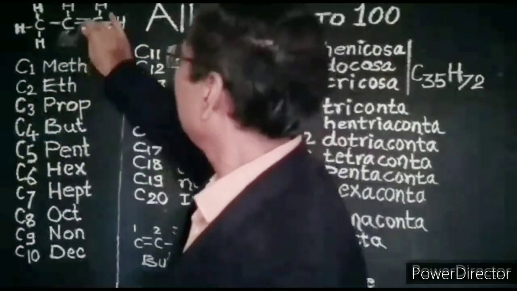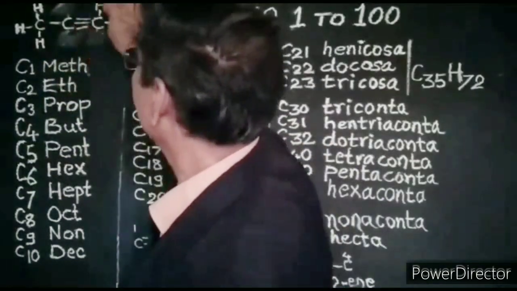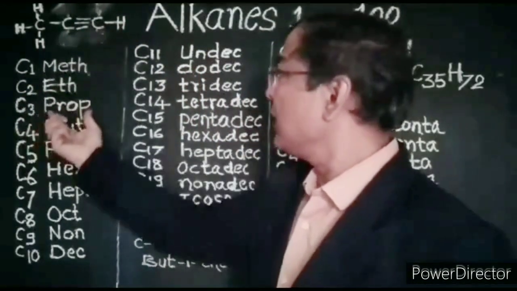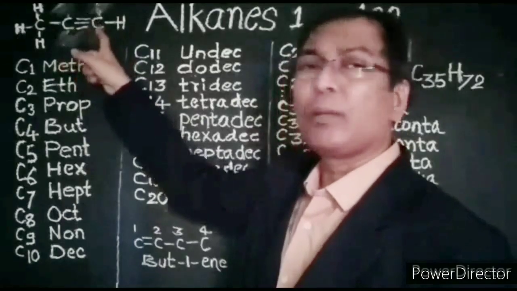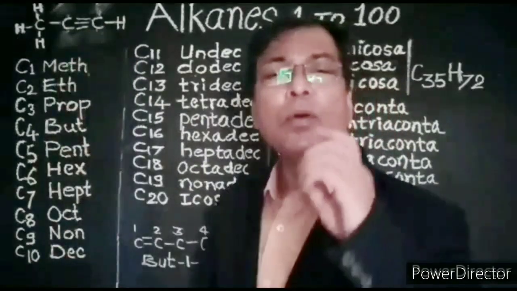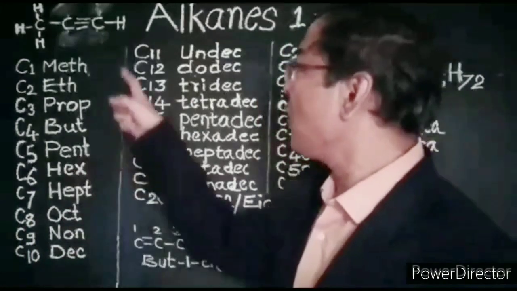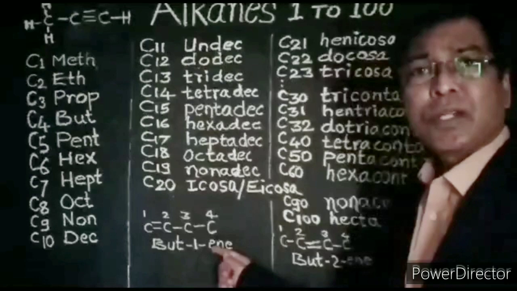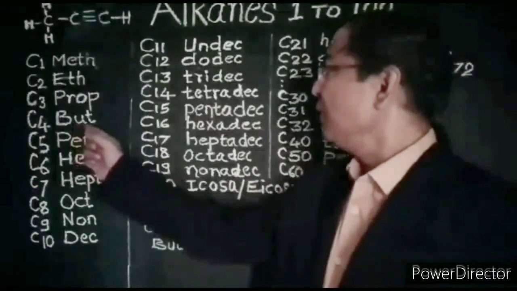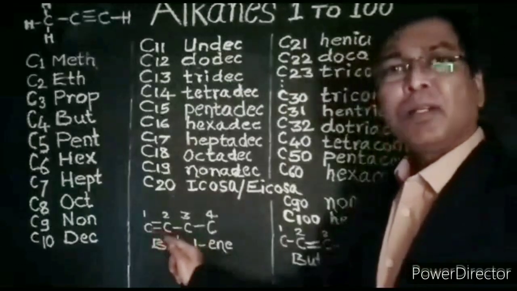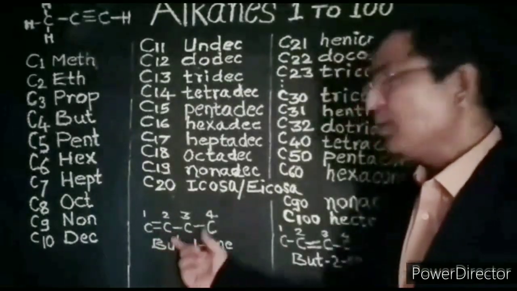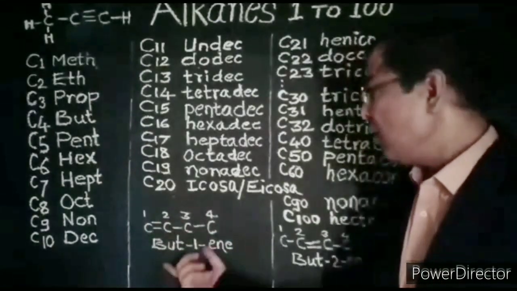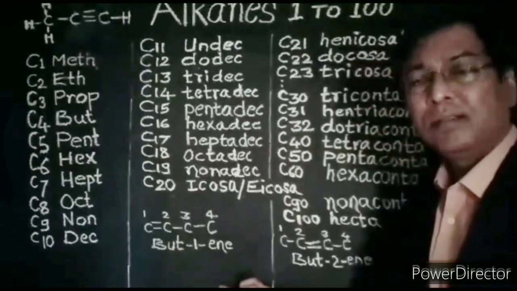If it is something like this, again there are 3 carbon atoms, so we call it prop, but there is a triple bond between carbon and carbon, so it is an example of an alkyne. So we use the suffix yne, therefore the name becomes propyne. 4 carbon atoms in a straight chain, so its name is but. As there is a carbon-carbon double bond, its name becomes butene. The double bond starts from the first carbon atom, therefore its IUPAC name becomes but-1-ene.